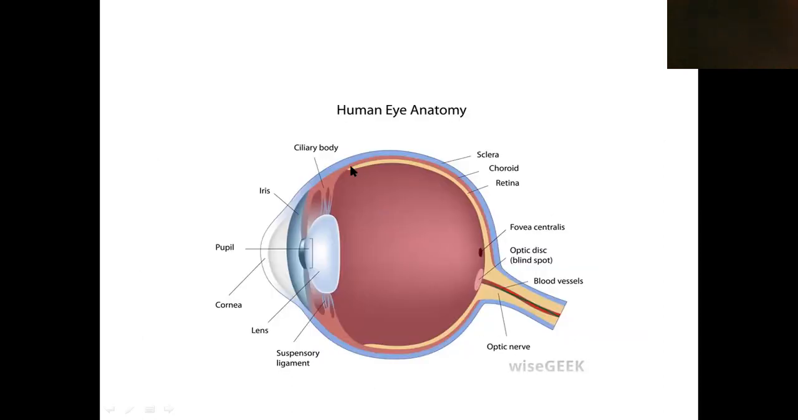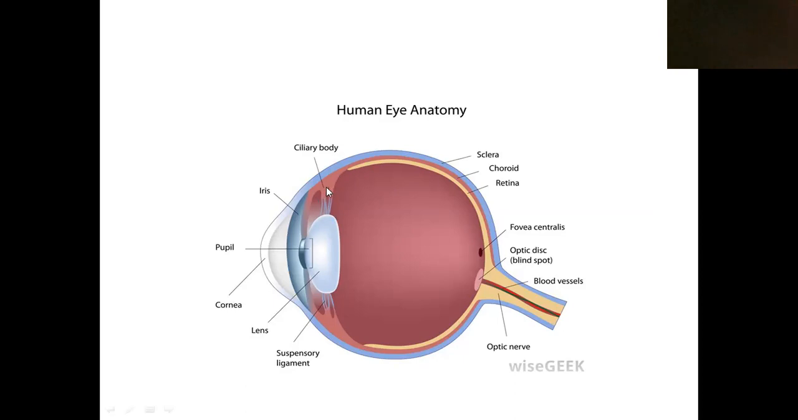See it once again. This posterior part of the retina, which is sensitive to light, is known as the optic part. Then deep to this ciliary body, it is not there in this diagram, but there also we can see the extension of the retina as a double layered cell.